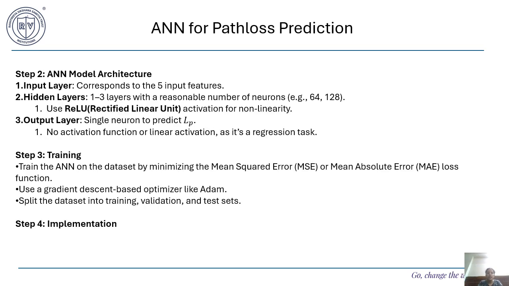The second step is the ANN model architecture. The ANN model works in the form of layers. The input layer requires us to give the variables or factors that we are considering. In our case, we are considering the 5 input features mentioned before. Then there is what we call a hidden layer. The ANN model works in the form of neurons, and there are neurons in every layer.